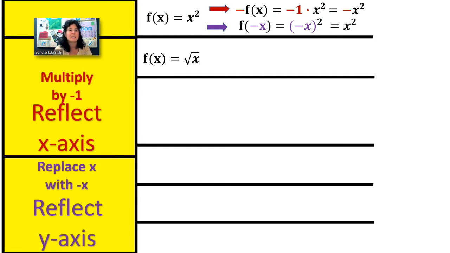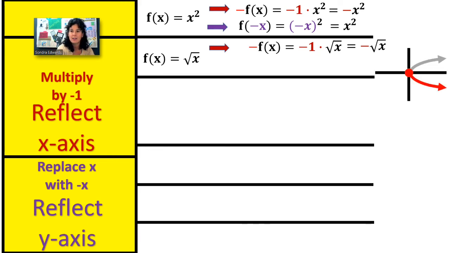Looking at f of x equals the square root of x. If I multiply that function by -1 and simplify, -1 times the square root of x is negative root x. That negative does not go inside of the root when you multiply by -1. So then if the gray one is a picture of the square root of x, if you reflect that across the x-axis, the red one would be a graph of negative root x.